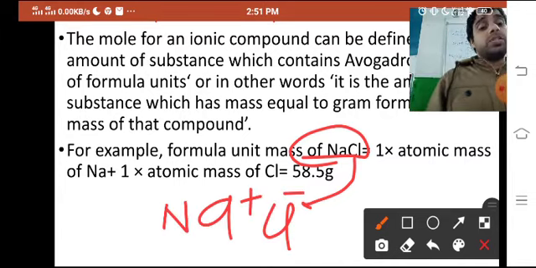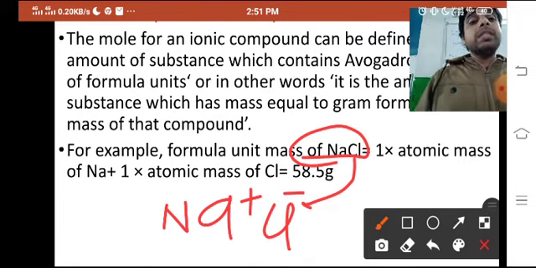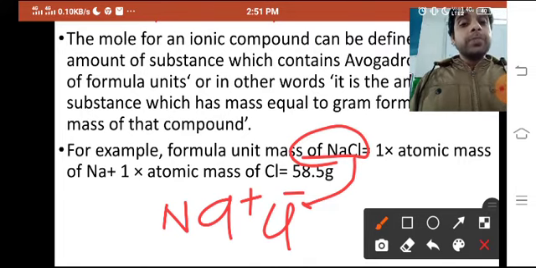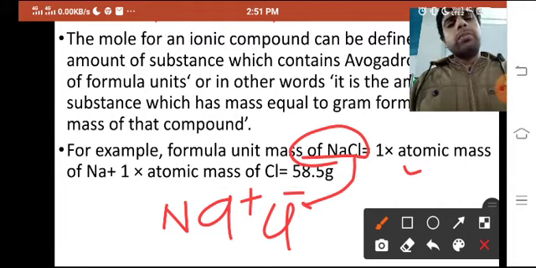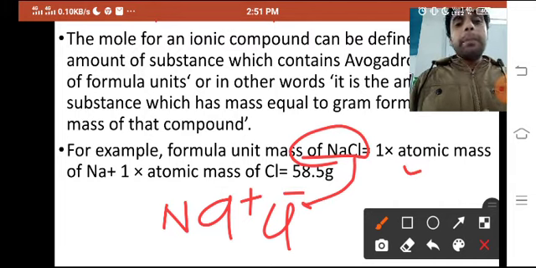As I have told, this one is ionic compounds, a combination of cations and anions. So here, how many atoms of sodium are there? One, into the atomic mass of Na. So you will write like this: formula unit mass. If you have to calculate it, it is a simple molar mass calculation: 1 into the atomic mass of sodium plus 1 into the atomic mass of chlorine.